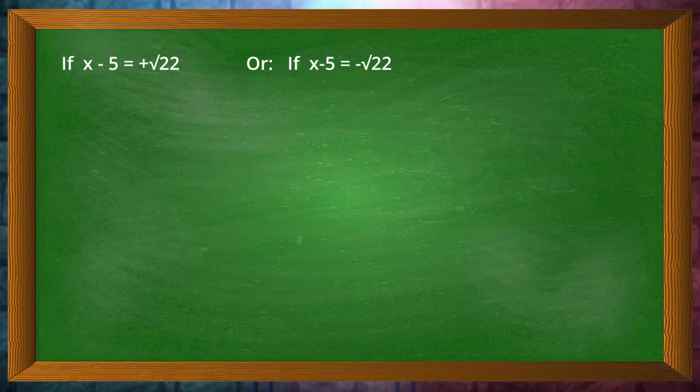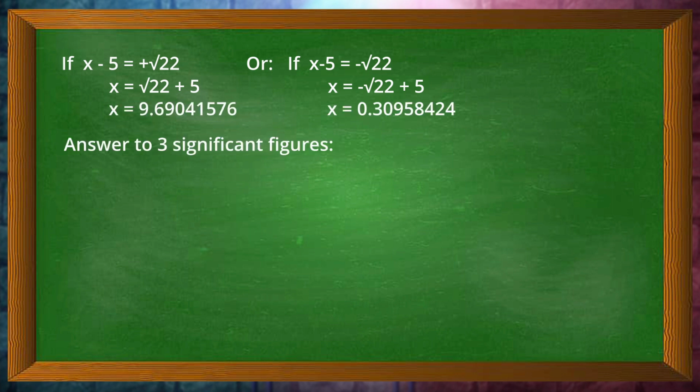In each equation, isolate the x by adding 5. Use a calculator to find the square root of 22. It is an irrational number and not one that we will know. Solve each equation for x by finding the two square roots and then adding 5. Round off your answers to the required level of accuracy. Sometimes 3 significant figures and sometimes 2 decimal places, depending on the question.